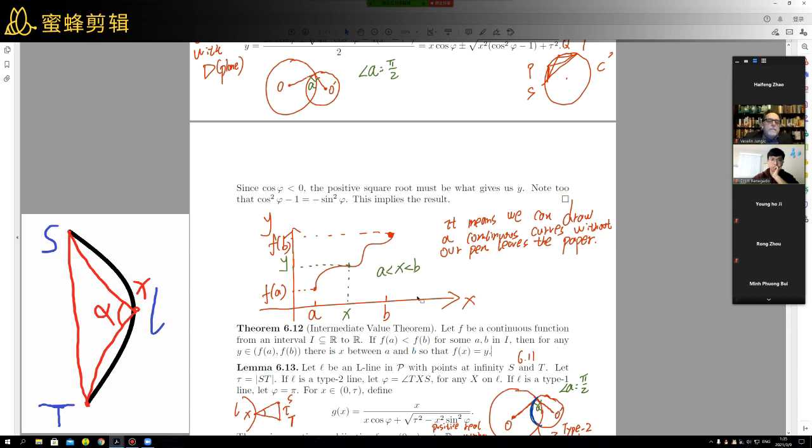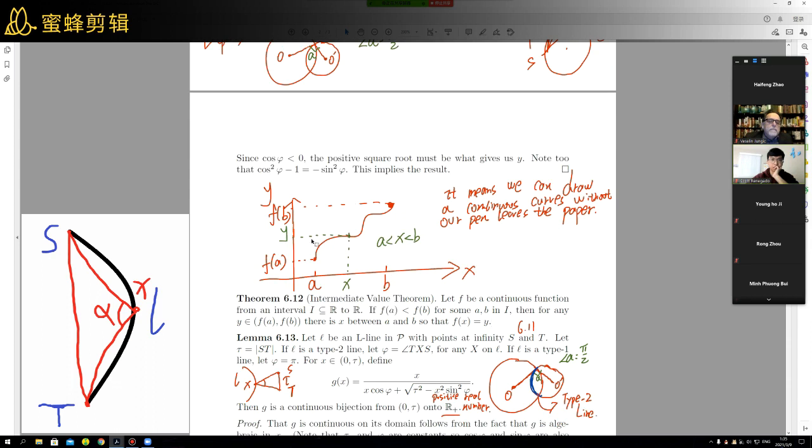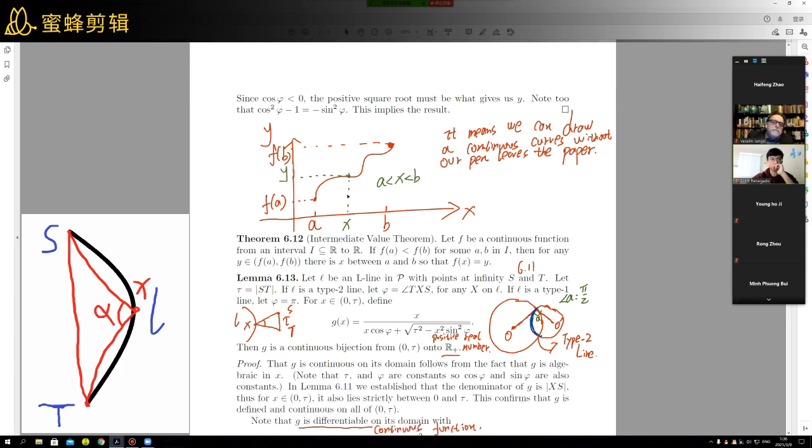Putting this on the graph, on this axis we have a and b, with the values of f(a) and f(b). It means we can draw a continuous curve without lifting our pen from the paper. Because we take any value in this interval, if this is not a continuous curve, then we can't find the x for that y value, because it's not continuous, so we can't get this value on this function.